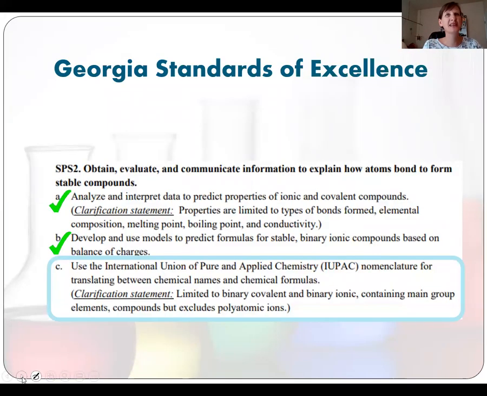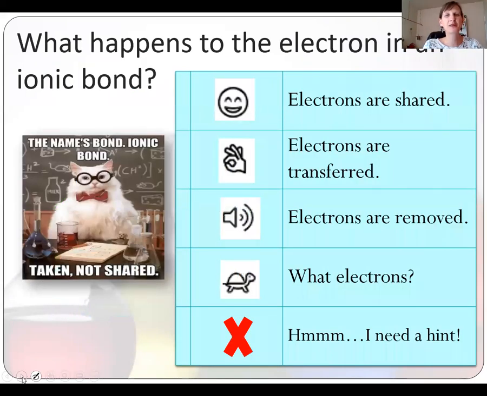So today, our standards of excellence, we're going to work on SPS 2C, which is naming chemical formulas. So we're switching between their chemical name and their chemical formula. So before we do that, though, I thought we should probably review a little bit. So go ahead and pause this and read and get your guess. And then when you've got your guess, then hit play again.